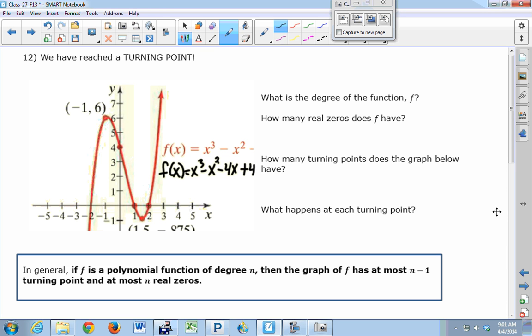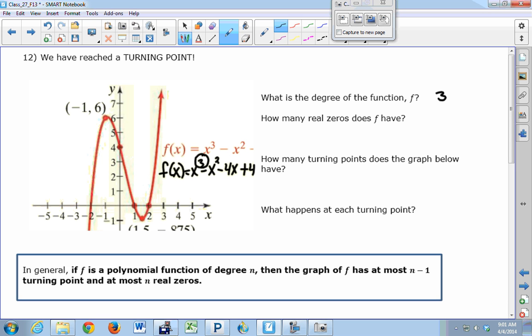And when it's in polynomial form, it's easy. You just have to take the highest power, so the degree is 3. How many real zeros does this function have? How many real zeros? That just means your zeros are real numbers. How many zeros does it have?